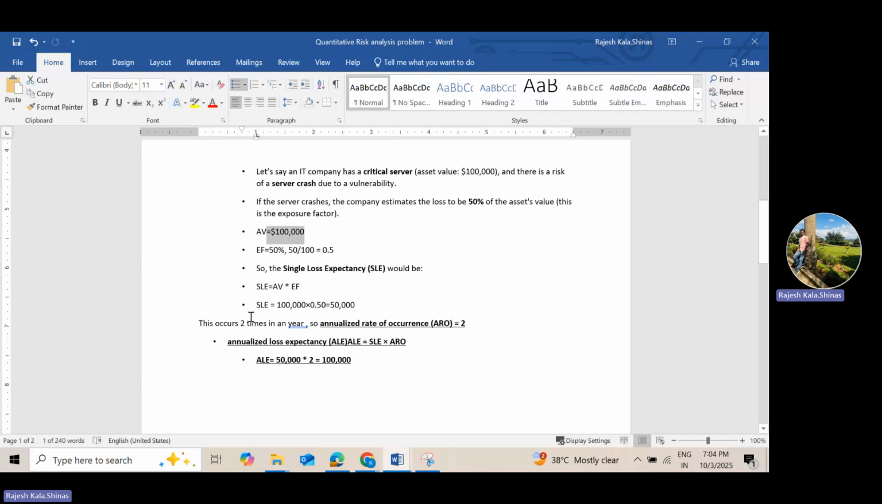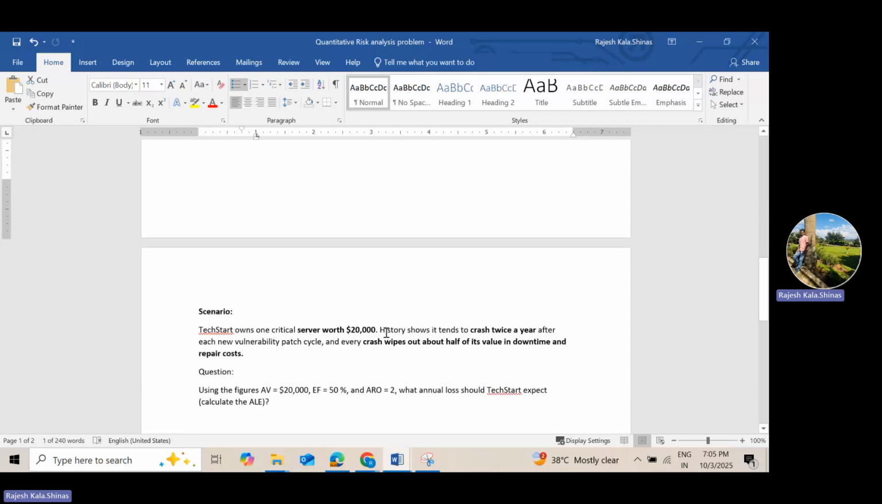Now assume that this happens 2 times in a year. So annual rate of occurrence, ARO, equals 2. Annual loss expectancy is how much money you are expecting to lose in a year. ALE equals SLE into ARO. So ARO is 2 times, so 50,000 into 2 will give $1 lakh. So this is that problem.